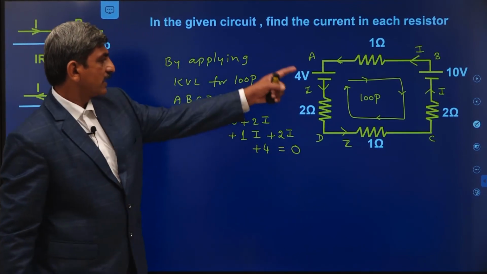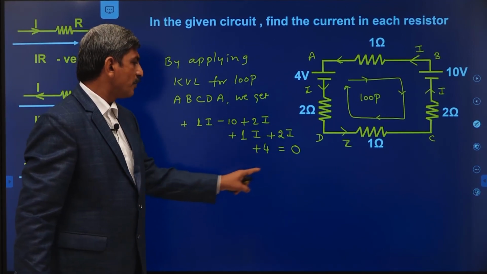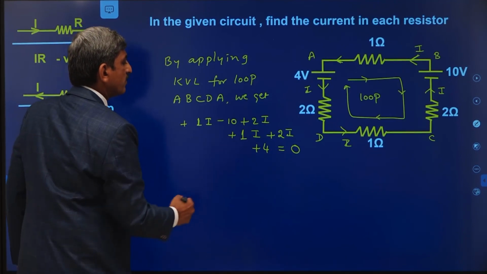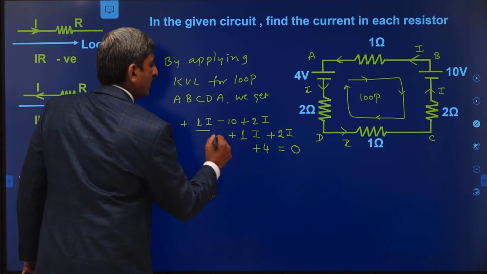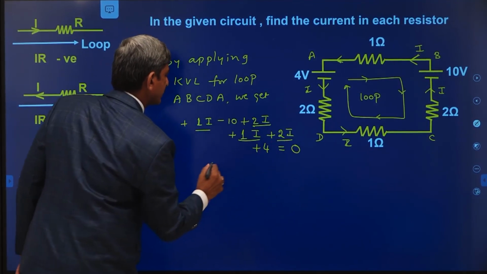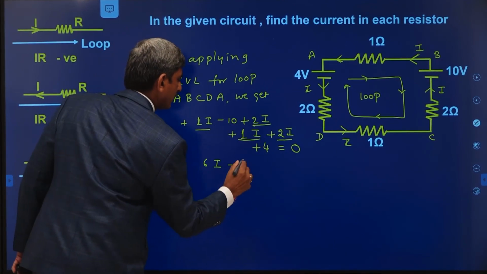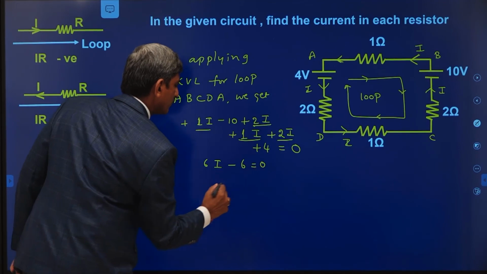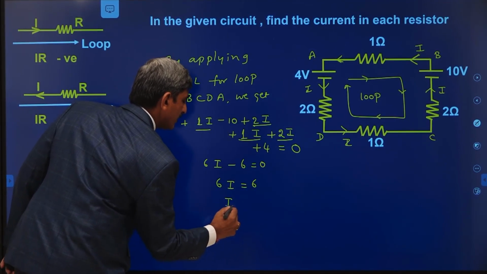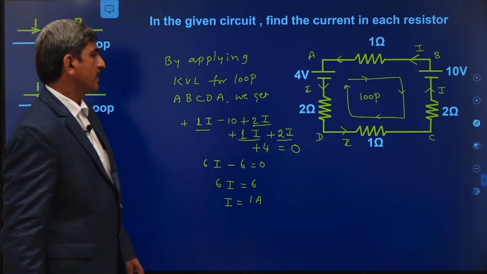So here there are some potential drops and EMFs. The algebraic sum of all potential drops and all EMFs is always equal to 0. By simplifying, this becomes I plus 2I is 3I, plus I is 4I, plus 2I is 6I, minus 10 plus 4, minus 6 is equal to 0. From this, 6I is equal to 6. From this we have I equal to 6 by 6, that is equal to 1 ampere.